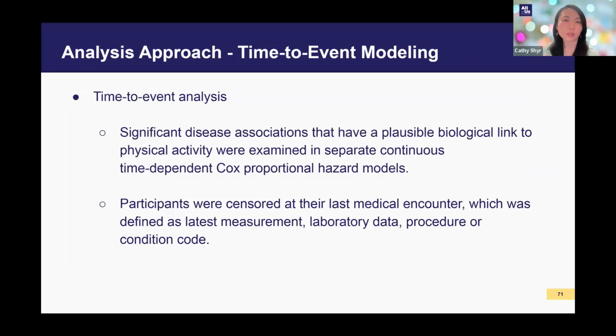After that analysis of the association between step count and disease risk, the authors also conducted another analysis, now taking into account and harnessing the temporality of Fitbit data to perform time to event modeling. The authors examined specific significant disease associations from that first phase analysis, in addition to those with a plausible biological link to physical activity. They studied them using separate continuous time-dependent Cox proportional hazards models. Participants were censored at their last medical encounter, which was defined as the latest measurement, lab data, procedure, or condition code.